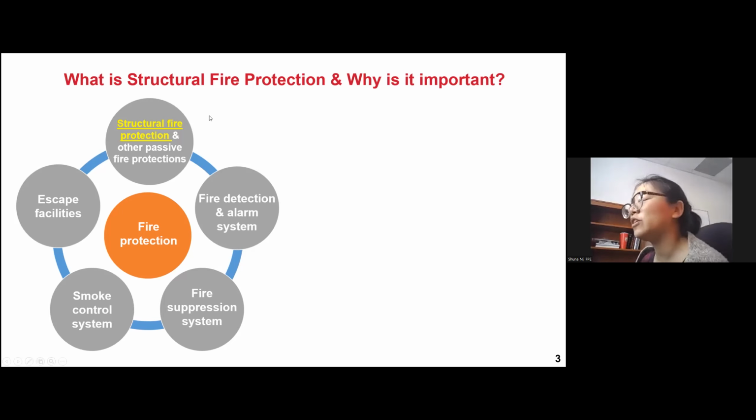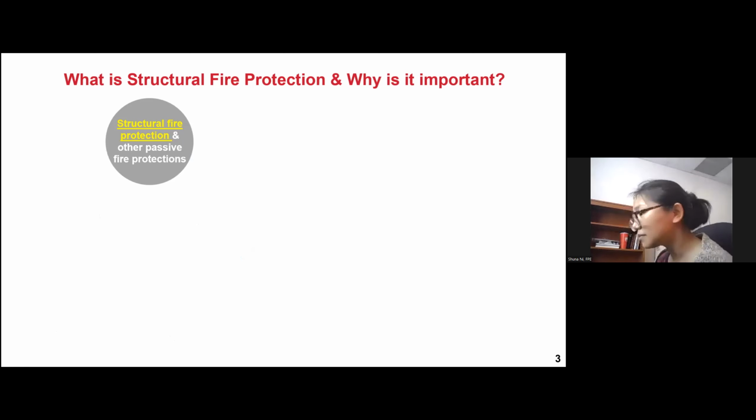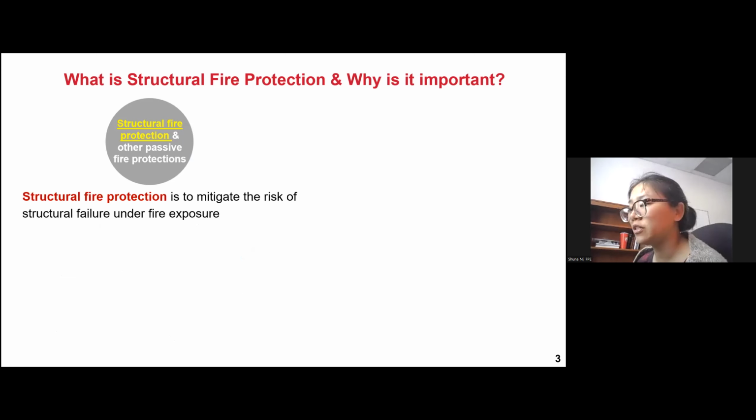First, I would like to introduce what structural fire protection is and why it is important. When a building is in a fire, there are usually many different measures to protect it, for example fire detection and alarm systems, fire suppression systems, smoke control systems, and escape facilities. Structural fire protection is one of these measures. It is to mitigate the risk of structural failure of the building under fire.